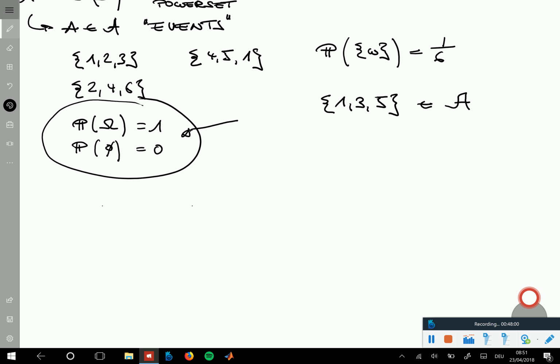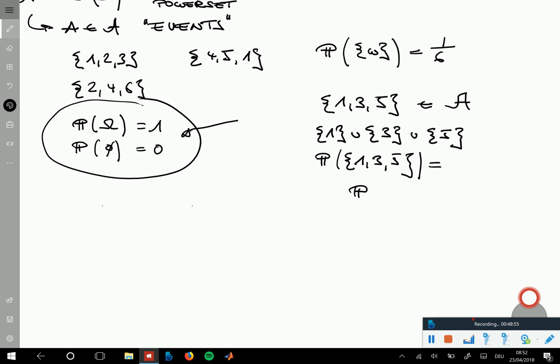As you might be able to infer, you can create this event by the union of three other sets in the sigma algebra: {1}, {3} and {5}, and these sets are mutually exclusive. In the set {1} there is no 3 and no 5. In the set {3} there is no 1 and no 5. In the set {5} there is no 3 and no 1. What sigma additivity then says is that the probability assigned to the set {1, 3, 5} is the sum of the probabilities assigned to each individual event.